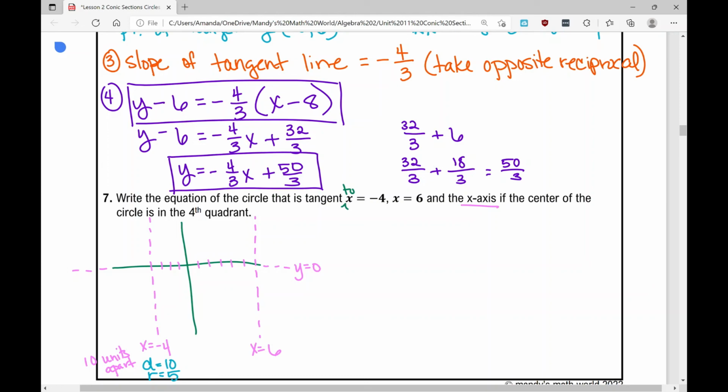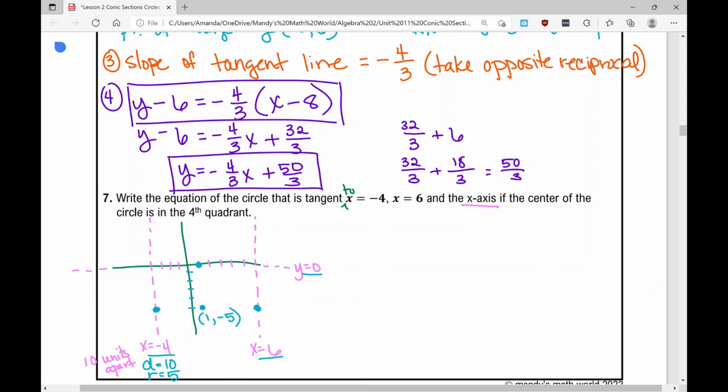So we're going to be 5 units from this line, and this line. Where would that be? Well, my center point, 5 units from x equals -4, is going to be when x is 1, which is right here. And it's going to be 5 units down because it's also tangent to the x-axis. So 1, 2, 3, 4, 5. That's right here. That point right there is 1, -5. Which means this is a point on the circle. This is a point on the circle. This is a point on the circle.